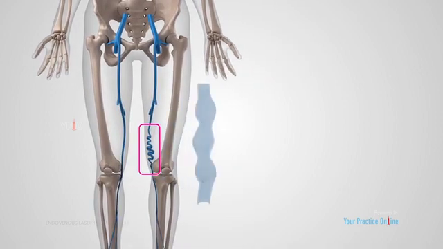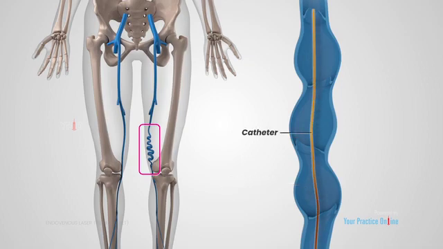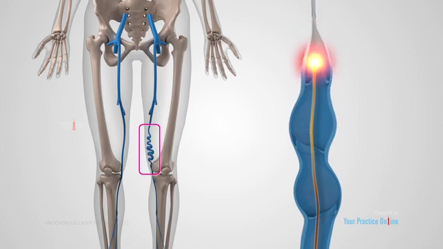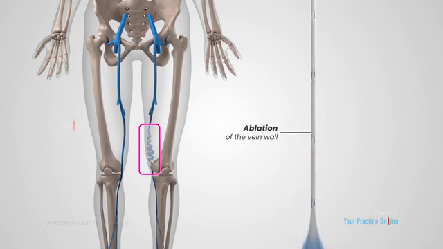Endovenous, or inside the vein, laser ablation of the saphenous vein involves inserting a catheter, a thin flexible tube, attached with a laser source into the vein through a tiny skin puncture and treating the entire length of the vein with laser energy, causing ablation or destruction of the vein wall. This causes the saphenous vein to close and gradually turn into scar tissue. This treatment of the saphenous vein also aids in regression of visible varicose veins.